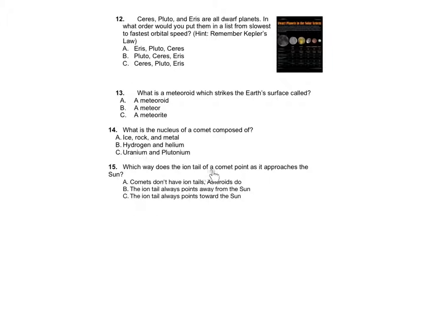Number 15. Which way does the ion tail of a comet point as it approaches the Sun? A. Comets don't have ion tails, asteroids do. B. The ion tail always points away from the Sun. C. The ion tail always points toward the Sun.